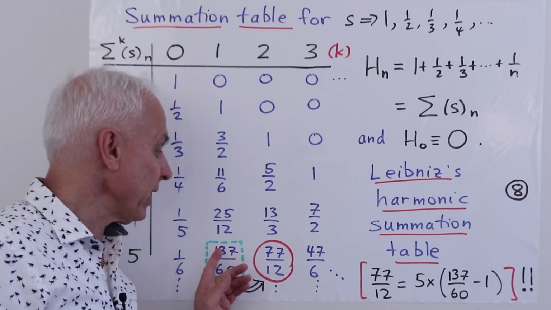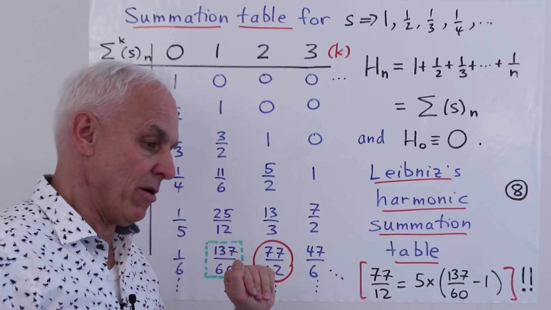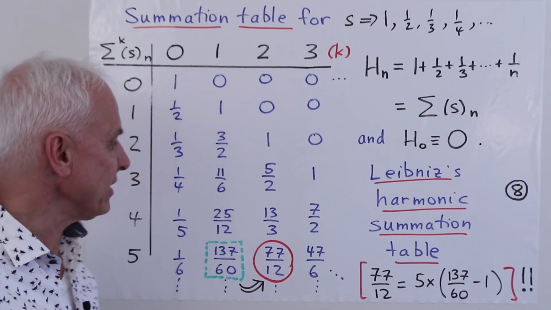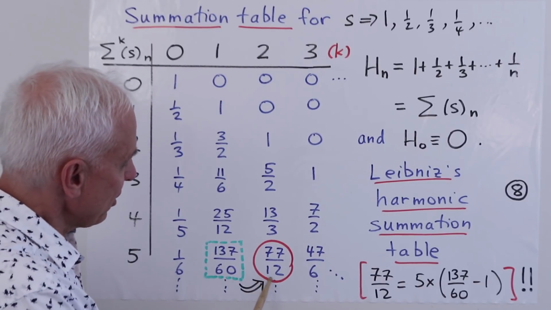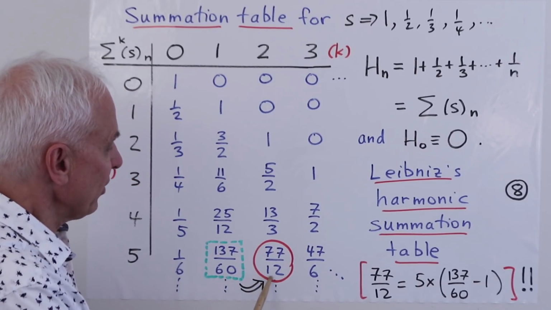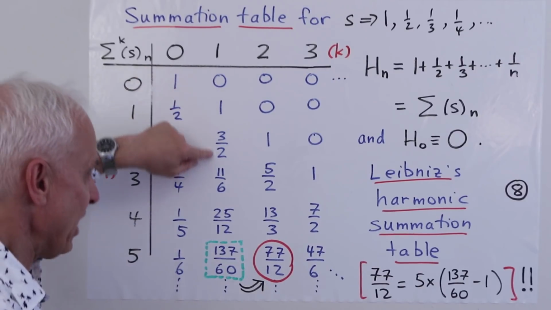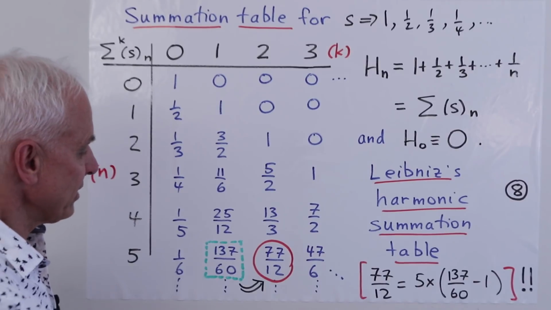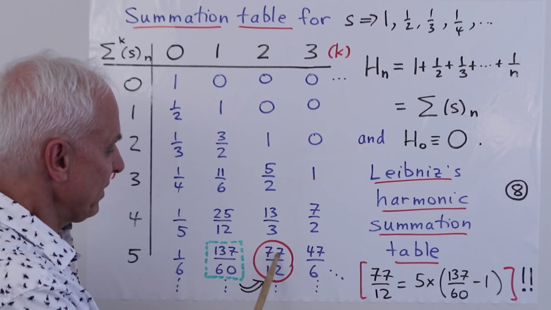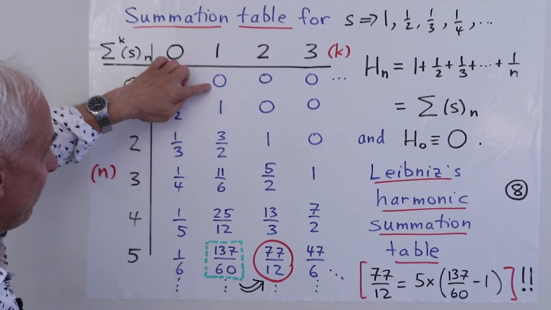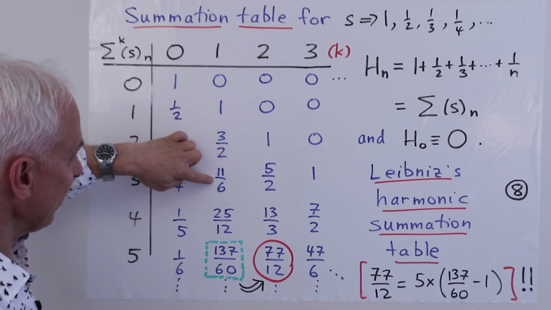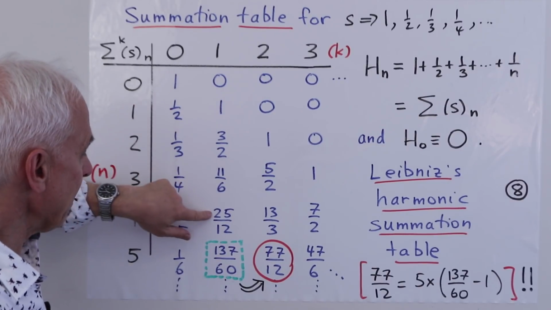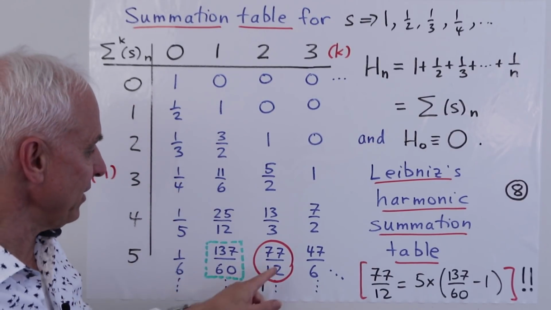But rather remarkably, when we move to the second column, a sort of magical simplification takes place. It turns out that we can find these entries, which actually represent summations of these ones, relatively easily. Let me illustrate that with this entry here. Here's 77 over 12, which is the sum of 0 plus 1 plus 3 halves plus 11 sixths plus 25 over 12. But instead of having to add up all of those, there's a fast way of getting this entry.